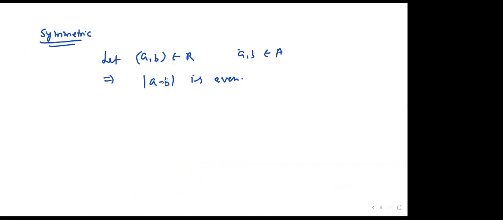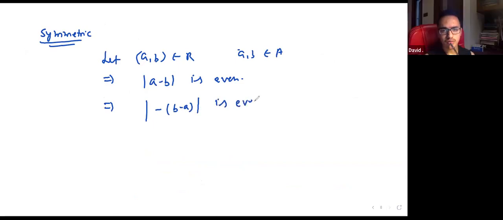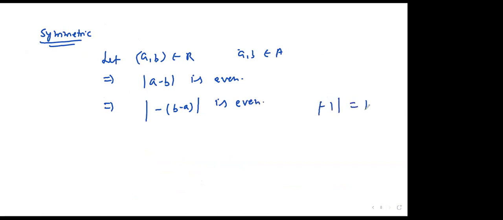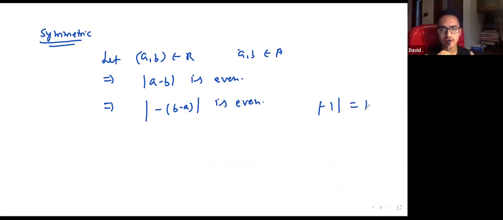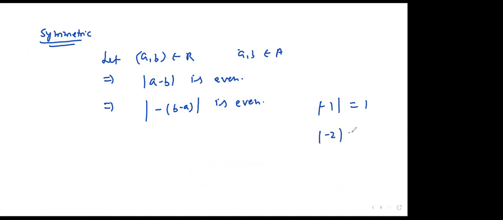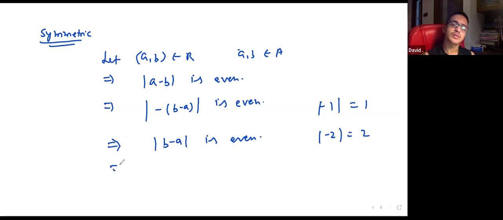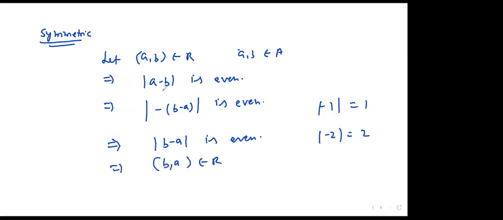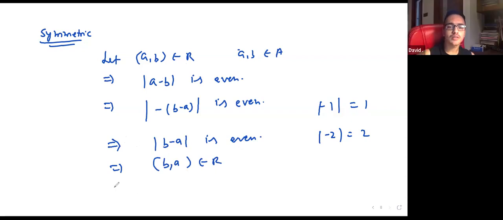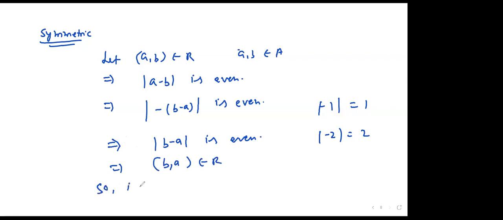So if (A, B) belongs to R, that means A minus B is even. And if we take minus common outside, we can write minus (B minus A) is even. Now, what is the mod of minus 1? It is 1, isn't it? Yes, sir. If we take any negative or positive number, the absolute value is always positive. So this can be written as B minus A is even. So we can say (B, A) belongs to R. Previously we had A minus B is even, so (A, B) belongs to R. Now we have proved that B minus A is even, so (B, A) belongs to R. So we say that it is symmetric. Got it, sir.